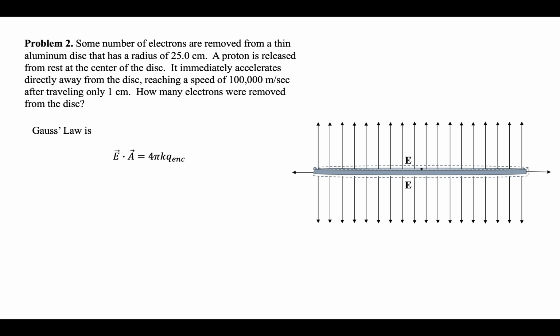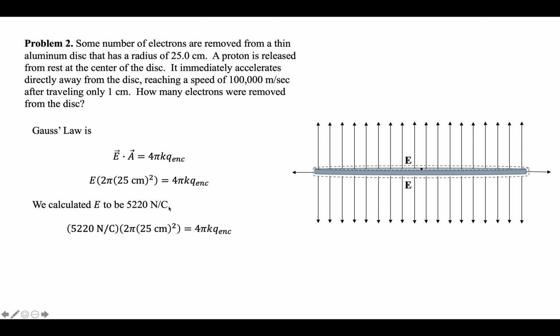Gauss's law, E dot A is 4 pi kq enclosed. We can stick in the numbers. We already calculated E to be 5220. We can plug it in, converting the centimeters to meters right here before we punch in the numbers. And we get 18.1 times 10 to the minus 9th coulombs, which is 18.1 nanocoulombs. But that's not the answer.